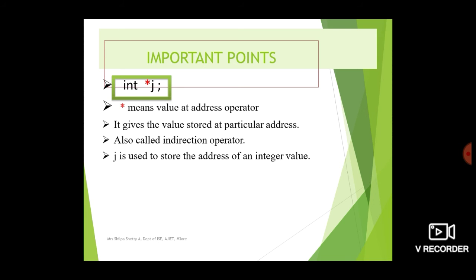So when we write int *j, j can hold the address. That's why we write j is equal to &i. Because *j means it's a pointer, it can hold an address. So if you write j = &i, then the address of i will be stored in j. The star means the value at address operator. It gives the value stored at a particular address, also called the indirection operator. Let's see how it gives the value later. j is used to store the address of an integer value.